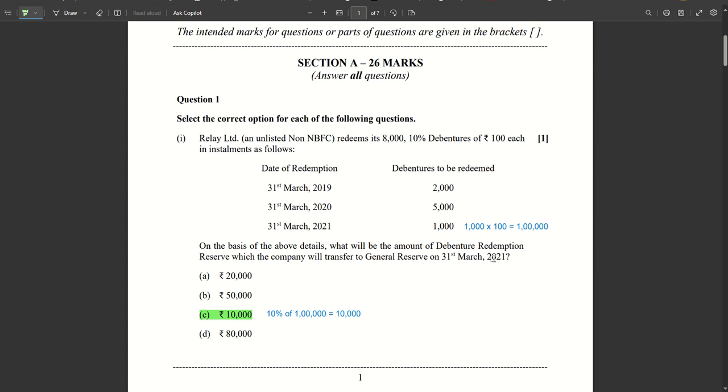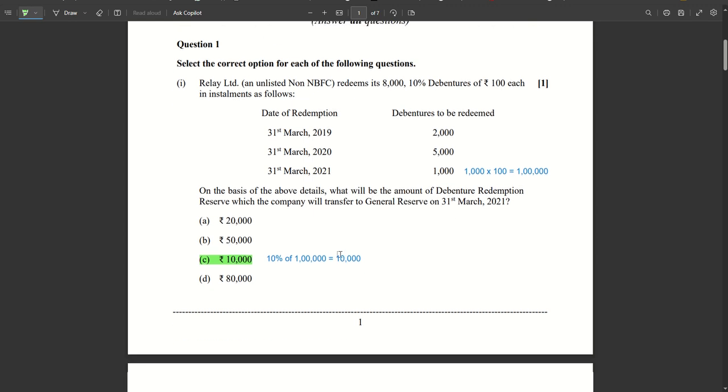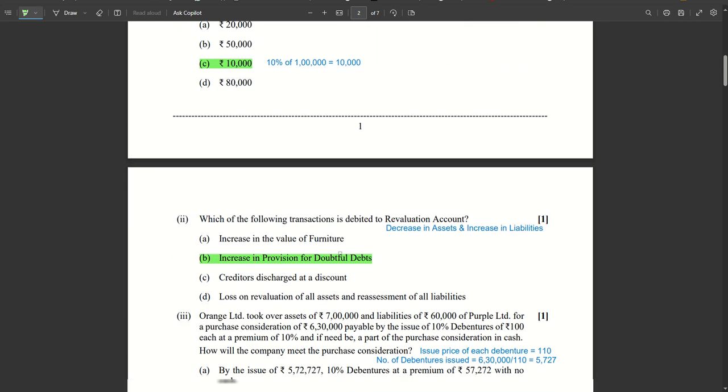They can give you any other date, maybe 2020 March. So 5,000 is the amount. In that case, it would have been 5 lakhs, and 10% of 5 lakhs is 50,000, right? So accordingly, you have to calculate. Be very careful. Read the questions carefully so that you don't end up making mistakes.